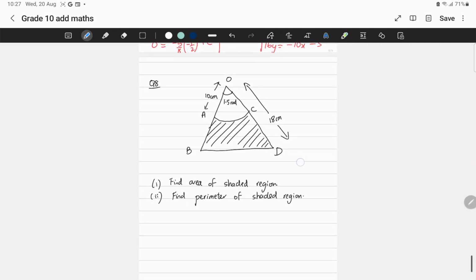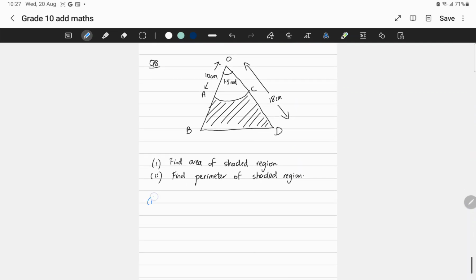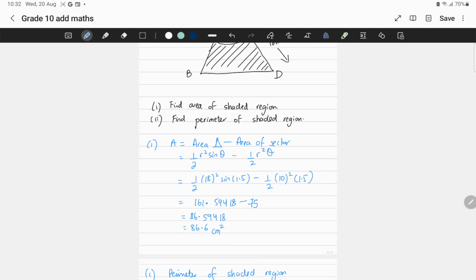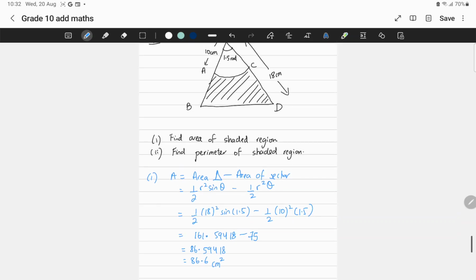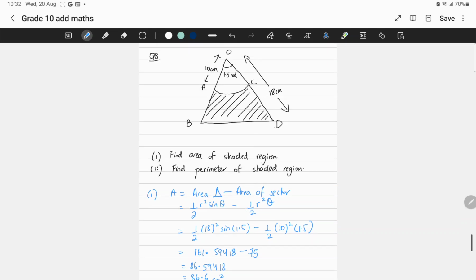For the last question, area of shaded region, we're going to use formula area. The bigger one is a triangle minus area of sector. And here we have all the required information. So for this one, you're going to use formula for area because the triangle is part of the sector, which means that we can use half r square sine theta and half r square theta for the sector.